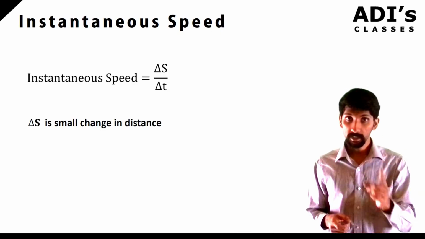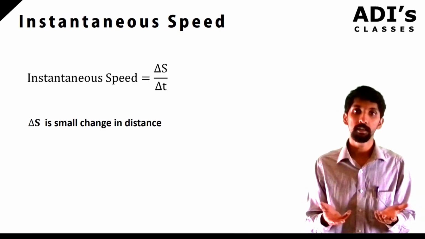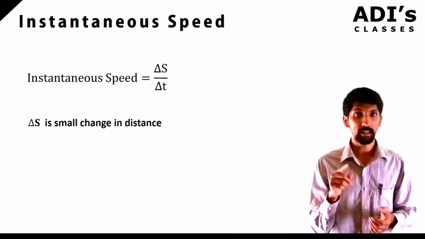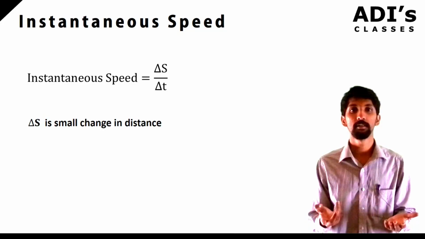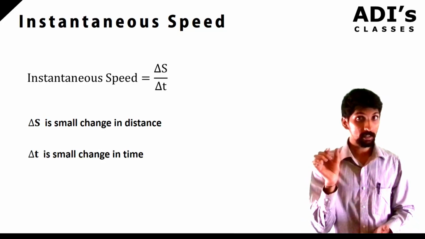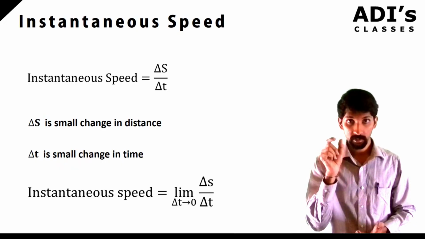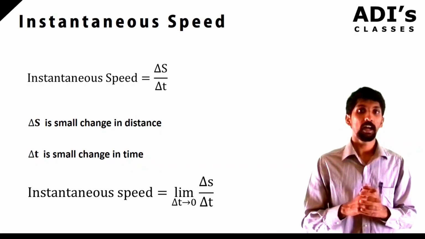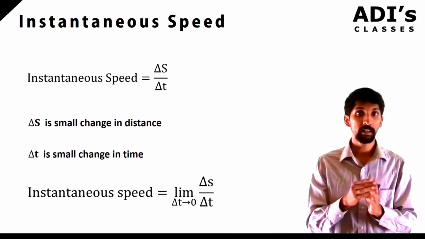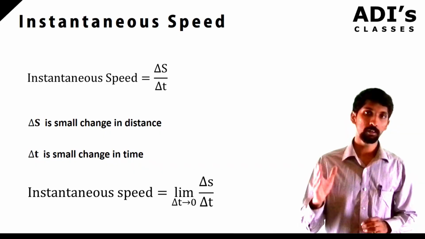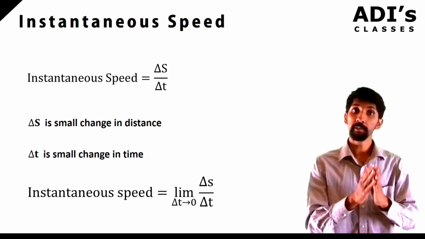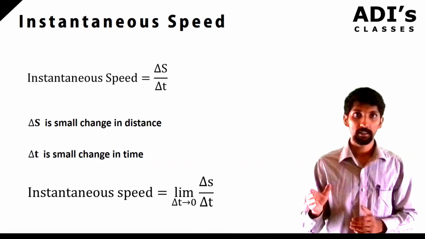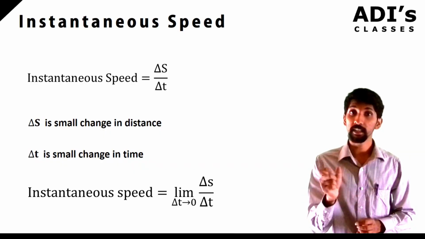In 1 second, how much distance did I cover? We calculate that, and that's why we call it delta S. Delta S is how much you can travel in a very small time, correct? That small distance is delta S, and that small time is delta T. So we take delta S by delta T, and we take the limit as delta T tends to 0. Don't worry about limits, you are going to learn limits. So we say limit as delta T tends to 0 of delta S by delta T. This is what we call instantaneous speed.